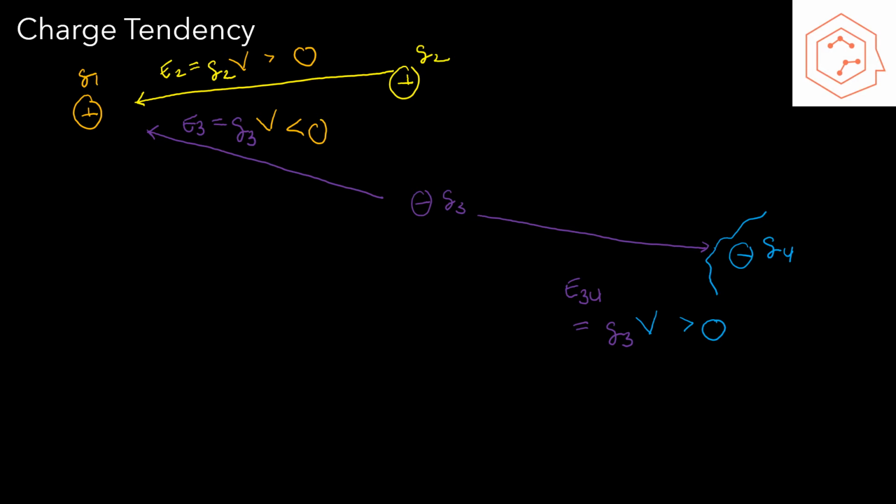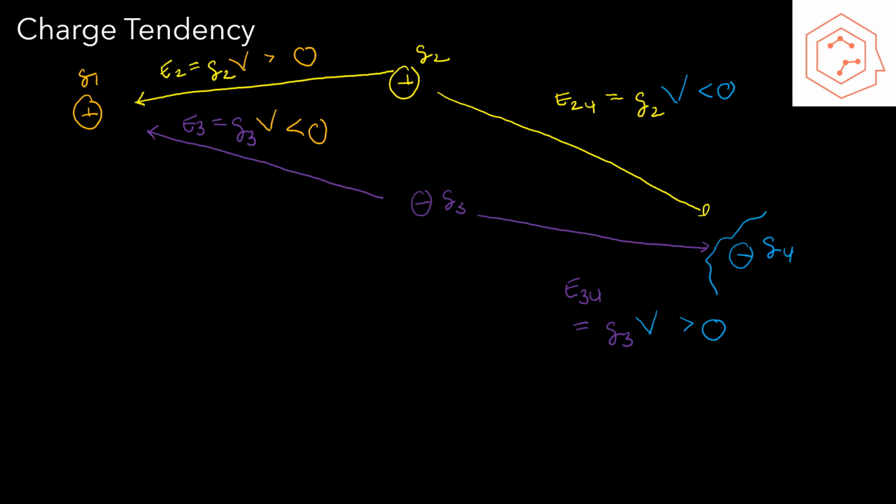If I move Q2 closer to Q4, then E24 is going to be Q2 times that voltage. Q2 is greater than 0, positive. V for this negative charge, again low potential, is going to be negative. Positive times negative is less than 0.